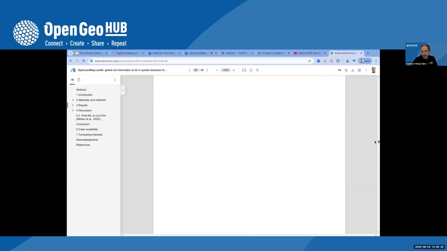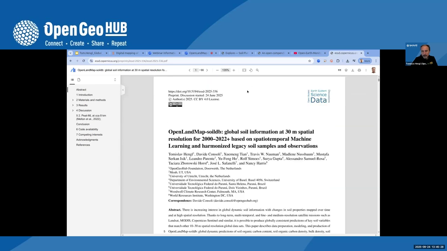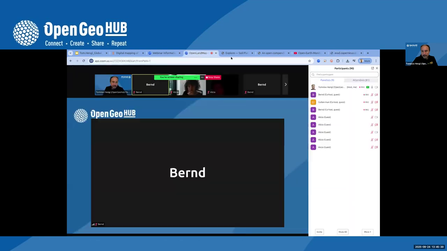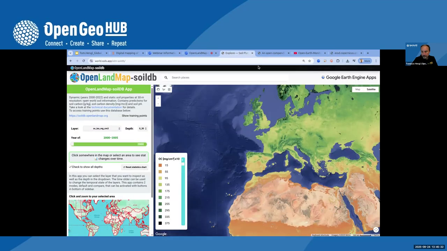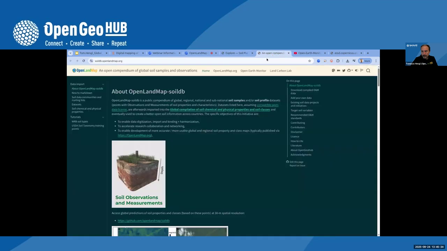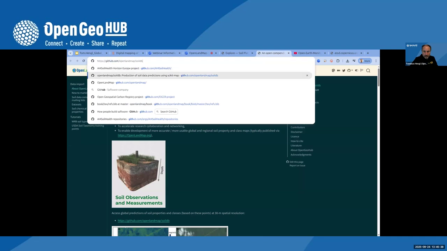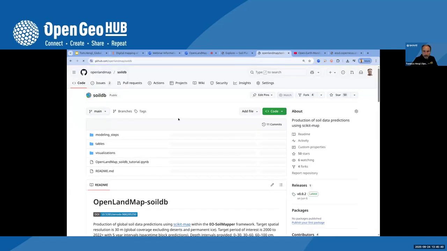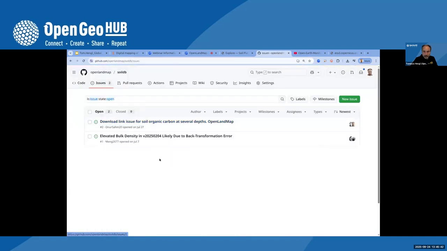So that's how you can access the data and the publication, and if you have any issue, you can report it if you go to the GitHub. If I open this one, you can report an issue under Issues. If you have some issue, you can just put it here, and then we will try to resolve it and fix the problem as soon as possible.